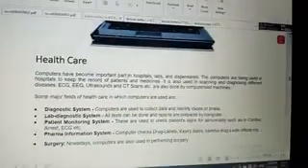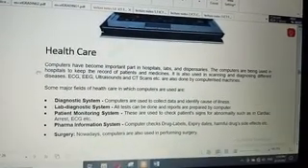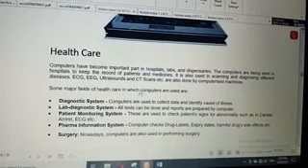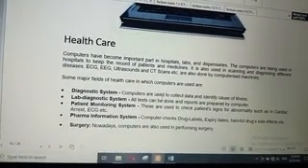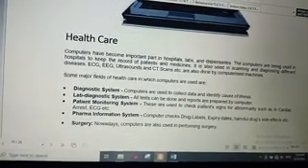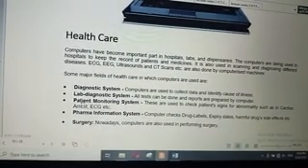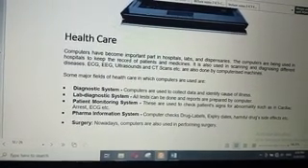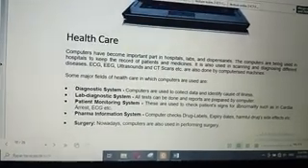Computer is also widely applied in the area of health. Some major fields of health where computers are in use are: diagnostic systems, where computers are used in collecting data and identifying causes of illness. Next is the lab diagnosis system, where all tests can be done and reports are prepared by computer.